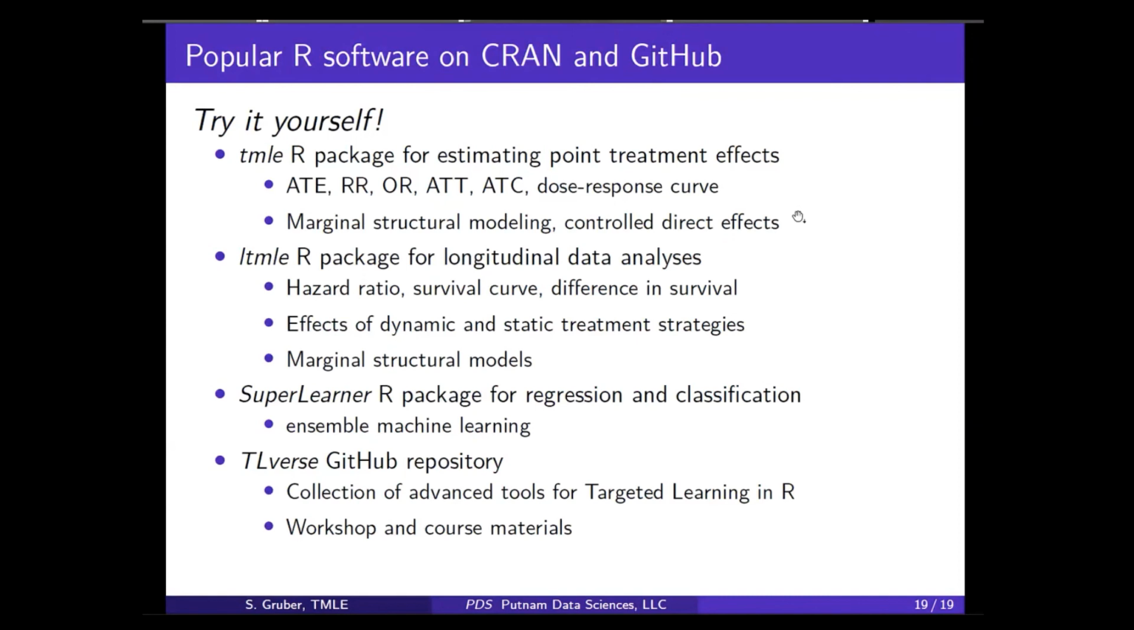It's fun and interesting. For longitudinal data analyses, there's our package called TMLE, and the L for longitudinal. And it lets you estimate hazard ratios, survival curves, difference in survival, effects of dynamic and static treatment strategies, and marginal structural models. Both of these use superlearning. There's a superlearner R package that does regression and classification that we use to estimate the outcome regression and also propensity scores. And that's also on GitHub.